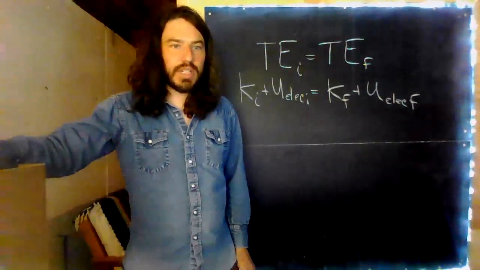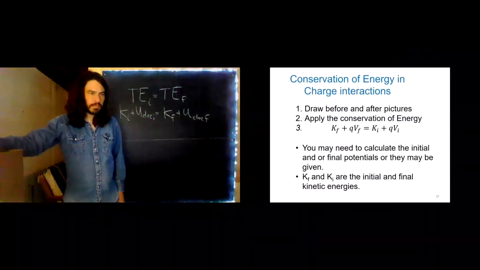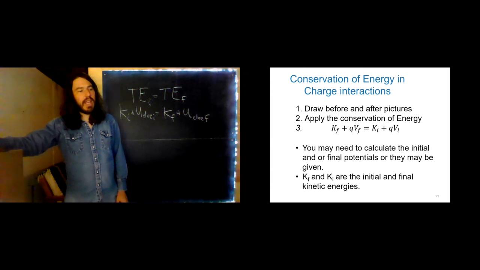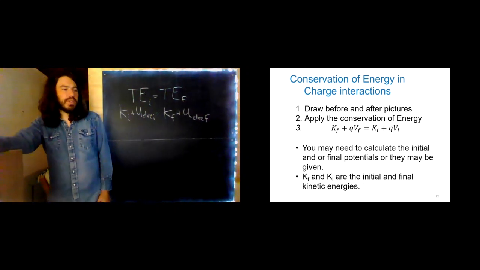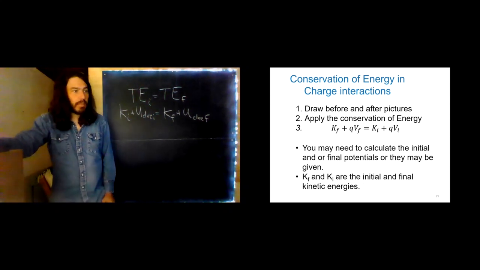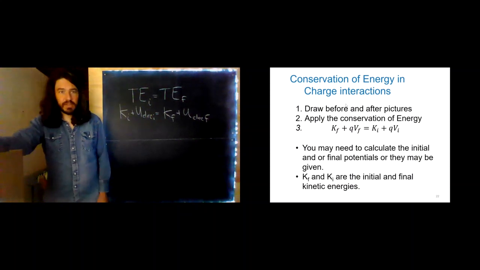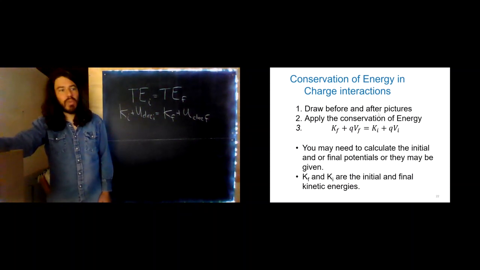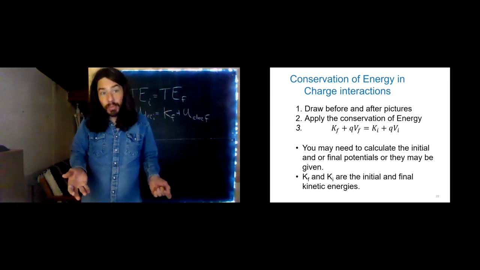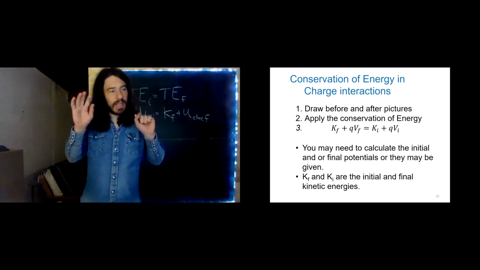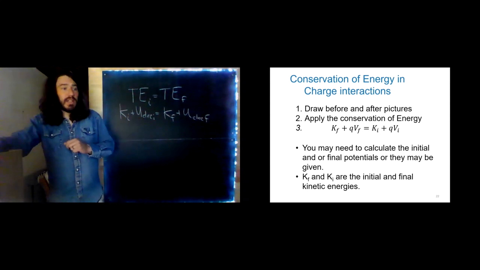If you'll turn your attention now to the PowerPoint, I've got a list of 3 steps, kind of 2, really. I'm not sure that should be a separate step. But it's very similar to what we did last semester when we solved conservation of energy problems. First, we're going to draw before and after pictures. This is a quick sketch of the situation before something happened, and a quick sketch of the situation after it happened. And now we're going to apply the conservation of energy.